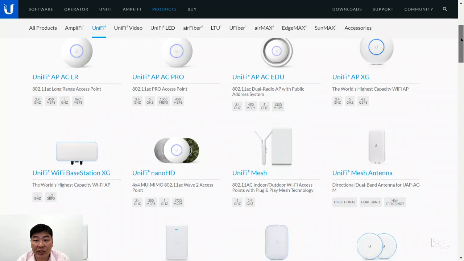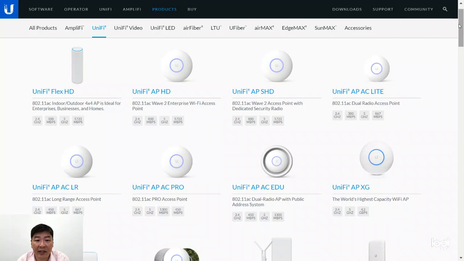After Nano HD, the next one which you can recommend, which is in the same family and which is recently launched, will be the UniFi Flex HD. It's very nicely designed. You can put it either indoor or outdoor, but if you put it outdoor, please put it under a shelter on the outdoor premises. You can put it on a tabletop.